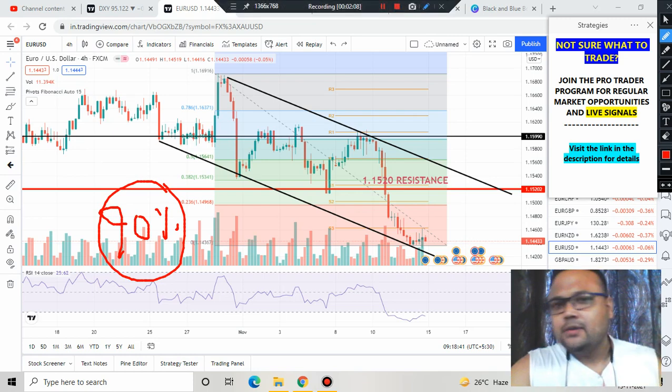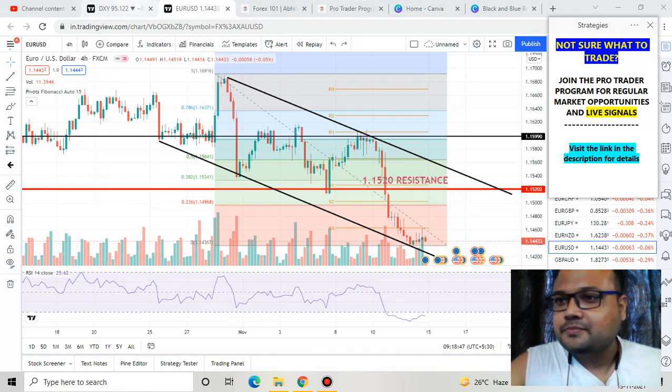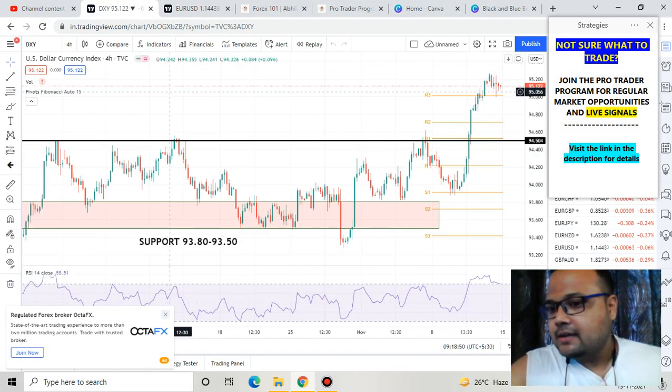So let's try to understand now what is going on in the chart of Euro USD. What should be the strategy call? First of all, let's understand the DXY chart.